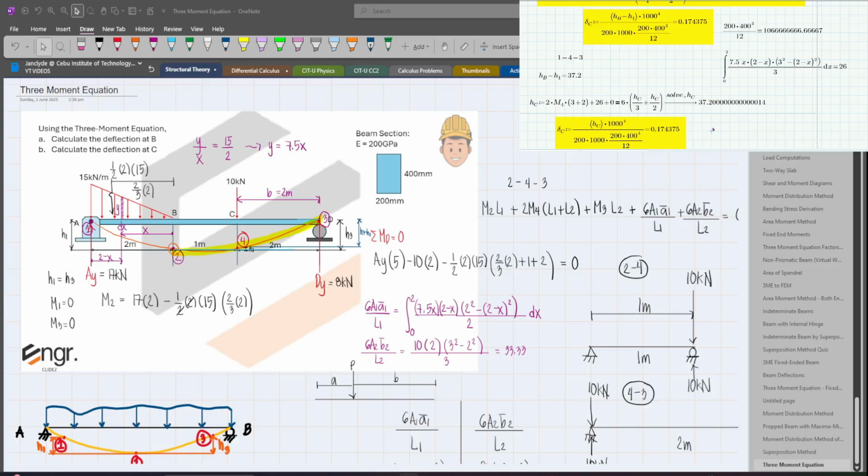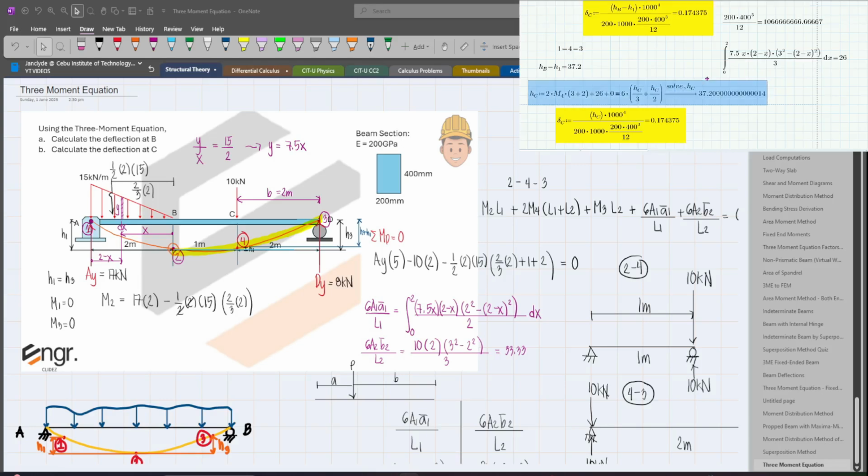So nakadepende na lang sa inyo kung ano yung mas prefer niyo na solution. Madali lang din to if you will apply integration. So wag mo nang split yung loadings ng dalawang spans. Matatagalan ka lang. Just use the 3-moment equation factors, then apply integration when needed.